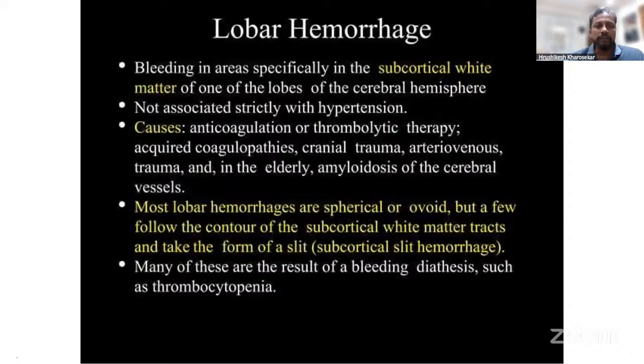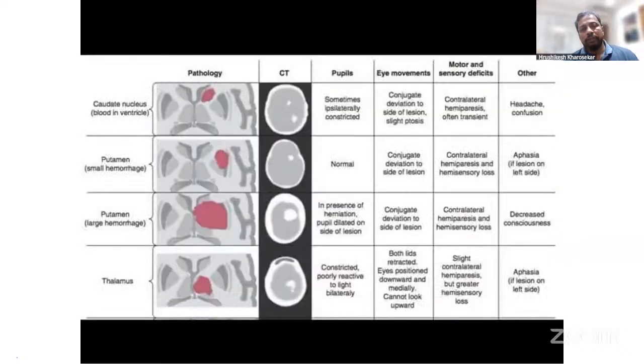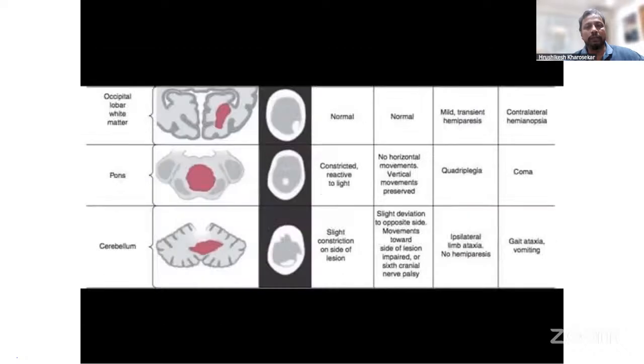Lobar hemorrhages, bleeding in areas specifically in subcortical white matter, can be seen usually with anticoagulation or thrombolytic therapy, acquired coagulopathy, cranial trauma, AV malformations, and amyloid angiopathy. These are usually spherical or ovoid, but a few follow the contour of subcortical white matter tracts and take the form of a slit. So this is a chart depicting the locations and the presentation.